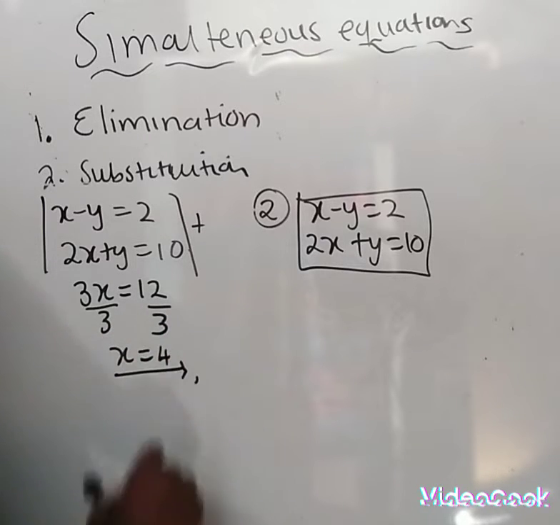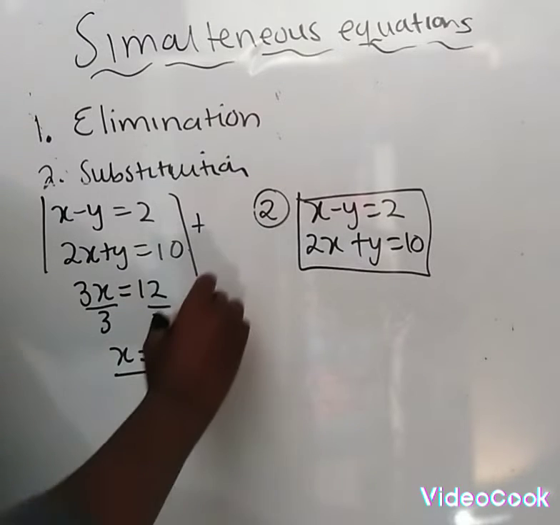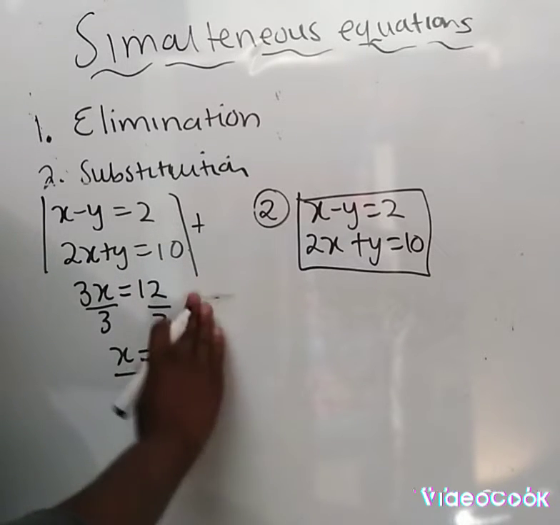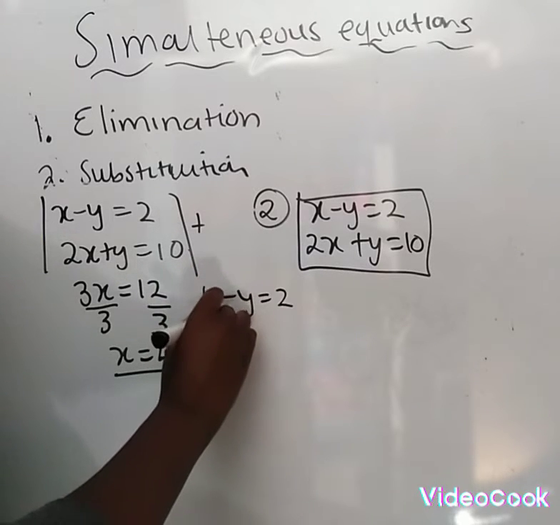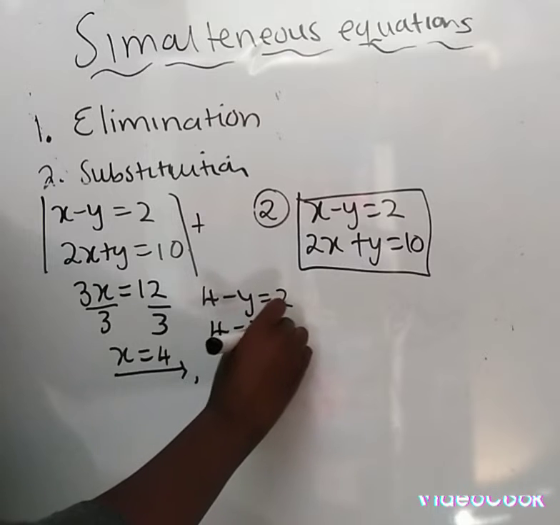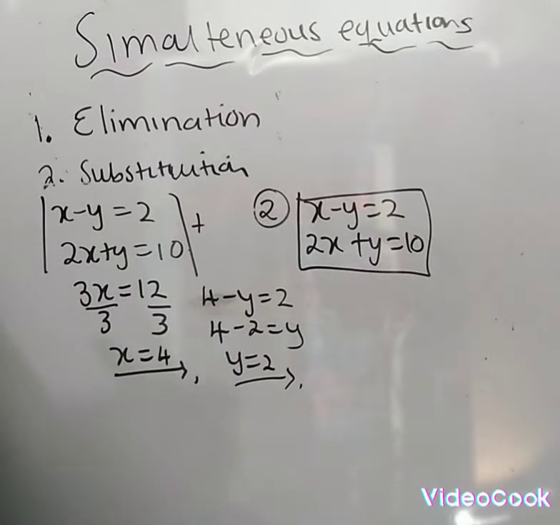After getting our value for x as a 4, now we can find y. So we say 4 minus y is equal to 2. For me to get my y, I'll say 4 minus 2 is equal to positive y. Y is a 2 again on this one.